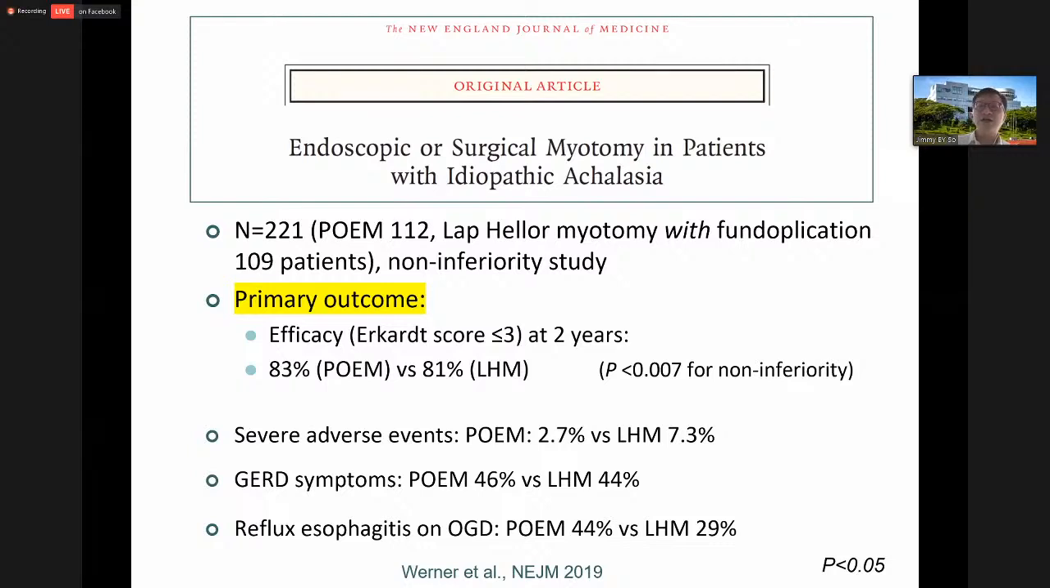This study has a non-inferiority design because POEM is a less invasive procedure. As you can see, the primary outcome is positive, because it showed that both POEM and Heller myotomy have the same efficacy, with no difference in terms of efficacy. In terms of adverse events, POEM has fewer compared to surgical myotomy. But this study also showed that POEM is associated with a higher risk of reflux compared to surgical myotomy. These landmark studies showed that POEM is as effective as Heller myotomy, but with fewer adverse events.